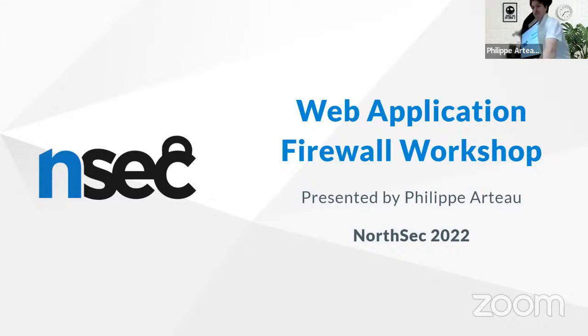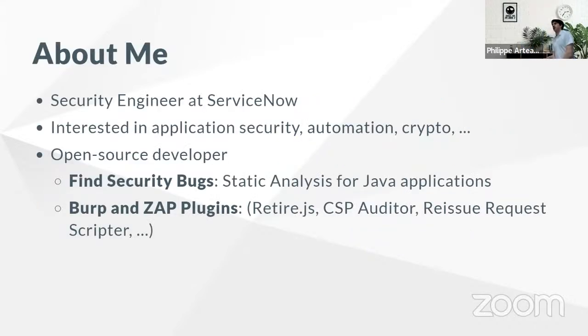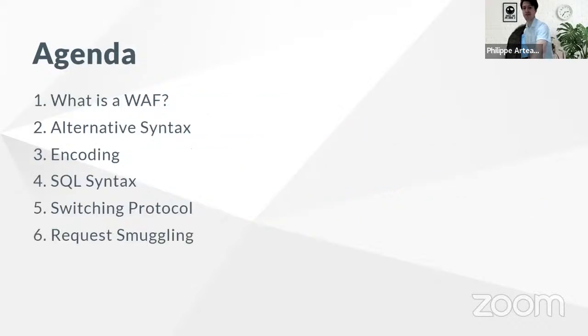So without further ado. So who am I? So I'm a security engineer for ServiceNow. I used to be working for GoSecure as a researcher. I have interest in multiple things in security, mainly application security, anything related to web application, crypto, and static analysis. So one of the projects I've started is Find Security Bugs. It's a 10 years old static analysis tool that is focusing mainly on Java and Kotlin language. So if you're interested, there.